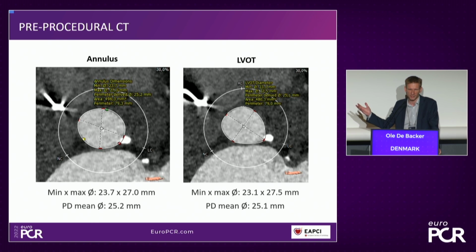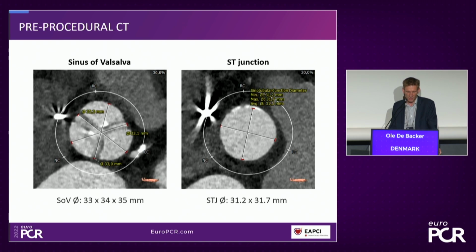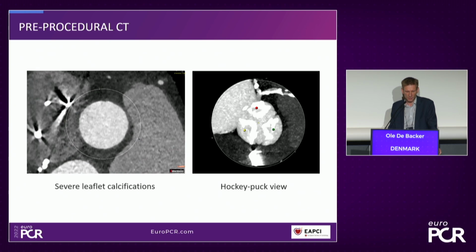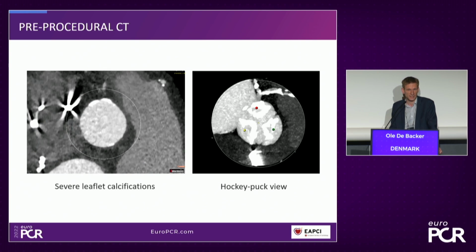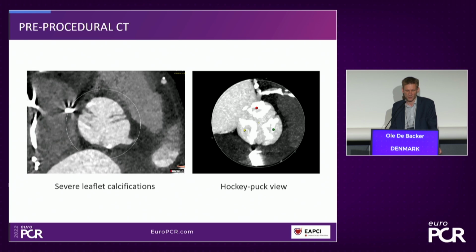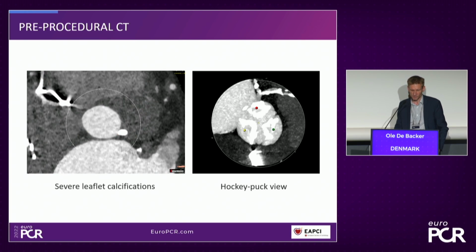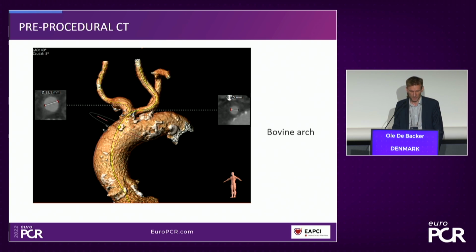Still, you can't show any TAVI case without showing the basic measurements at least. So here you see the annulus and the LVOT measurements. It's a medium to large sized annulus. There's no calcium at the annulus level. Sinus ST junction measurements. These are all standard measurements for our TAVI. Coronary heights, no issue here. And then we see really nicely, severely calcified leaflets, nicely symmetrical. So there's no doubt about the severity of his aortic stenosis, but a great case for TAVI, I would say. And then, of course, we look also to the aortic arch.